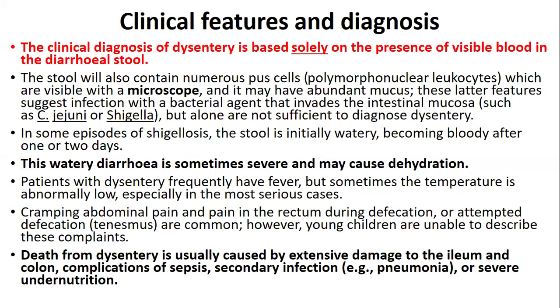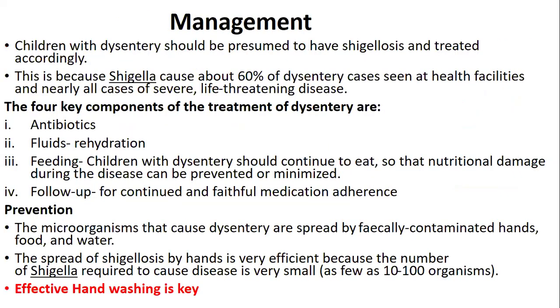From outside, we can see watery diarrhea, which is sometimes severe and may cause dehydration, as well as visible blood stains in this diarrhea. If not well controlled, it may lead to death, which is usually caused by extensive damage to the ileum and colon, as well as complications of sepsis, secondary infection such as pneumonia, or severe undernourishment, if compounded with this condition.